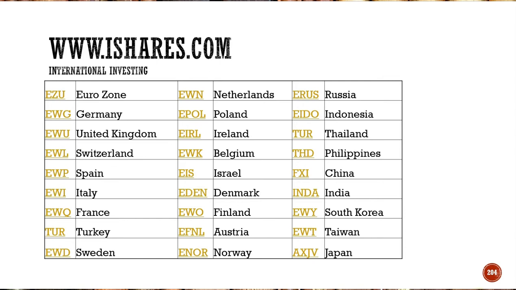You can buy and sell them just like a stock, but the difference is that they're a pool of investments. So the Eurozone ETF will give you access to the largest companies listed in the European Union. You can also just focus on ETFs that invest in the largest companies in Germany, United Kingdom, Switzerland, Spain, Italy, France, Turkey, Sweden, around the world. You can actually buy one ETF and get access to an entire market like China, India, Brazil, Russia.